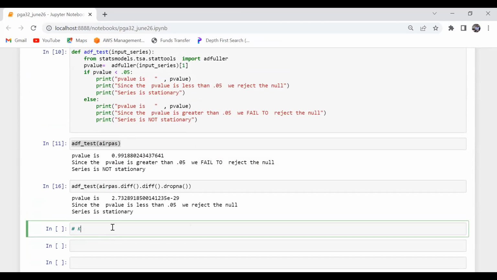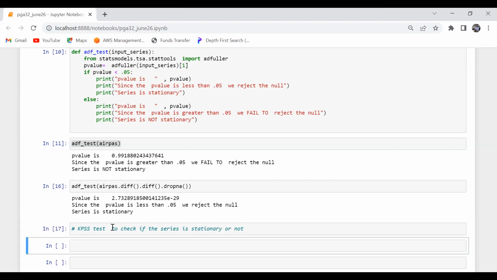Now let's do a KPSS test, to check if the series is stationary or not. Keep one thing in mind: the KPSS test and the ADF test are two different tests, but for the same purpose. दोनों का purpose same है.